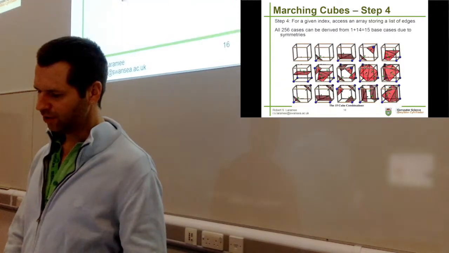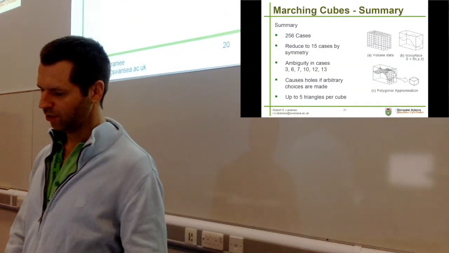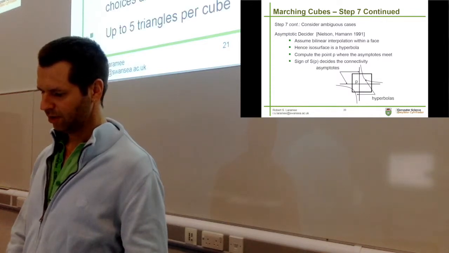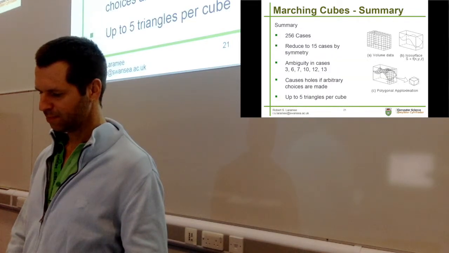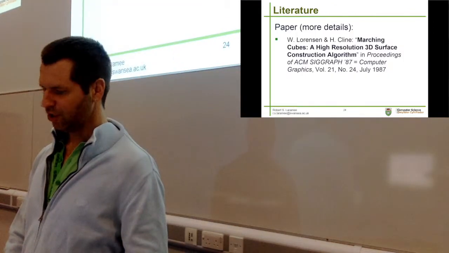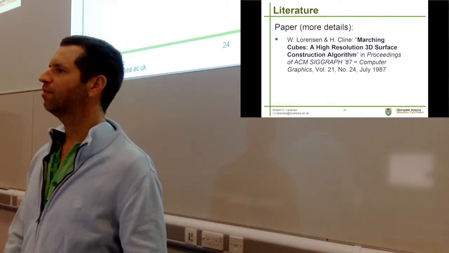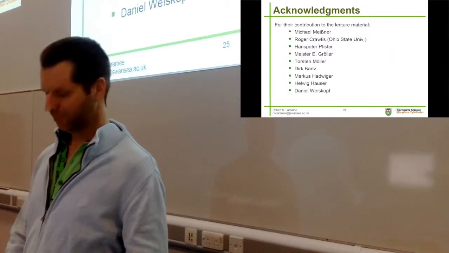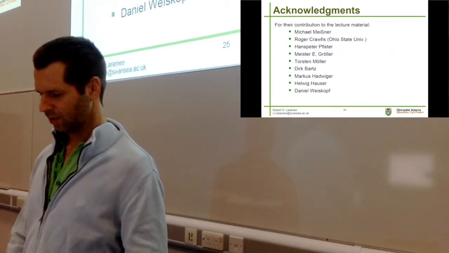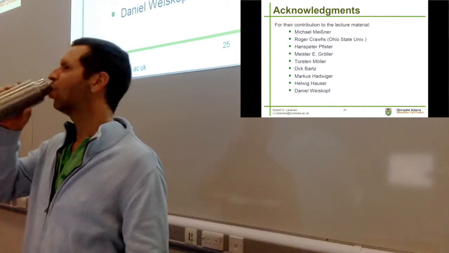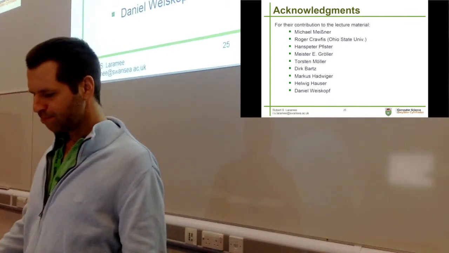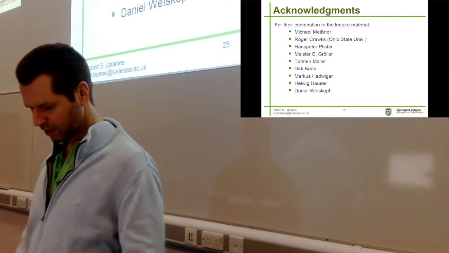And there are other solutions, by the way, to the ambiguity problem. Those we just talked about too, but there are more. Any questions about the marching cubes algorithm? Good, good. If you do have any questions, let me know at any time.